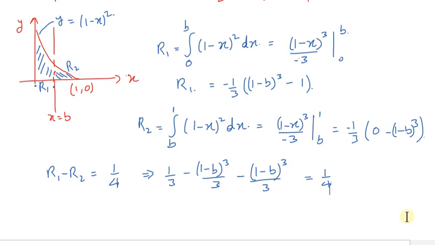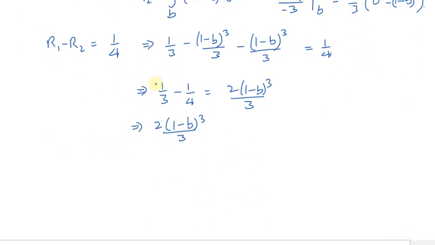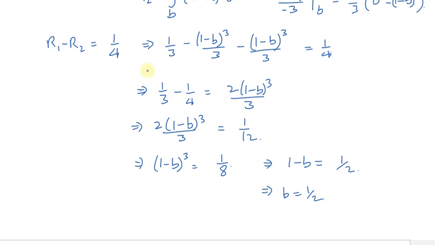Now clearly I can see from here that it adds up. 1 by 3 minus 1 by 4 is equal to 2 times 1 minus b whole cube divided by 3. So this 2 times 1 minus b whole cube divided by 3 happens to be equal to, when I do the subtraction, 1 by 12. That means 1 minus b whole cube is equal to 1 by 8. So that means 1 minus b value is equal to 1 by 2. That clearly means b value has to be 1 by 2. So that is my answer.